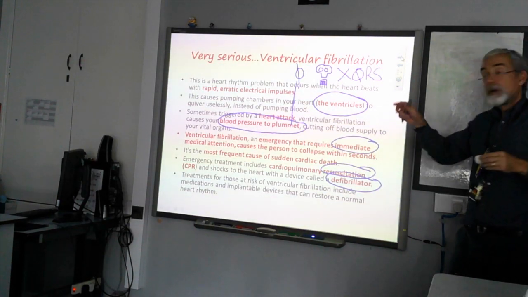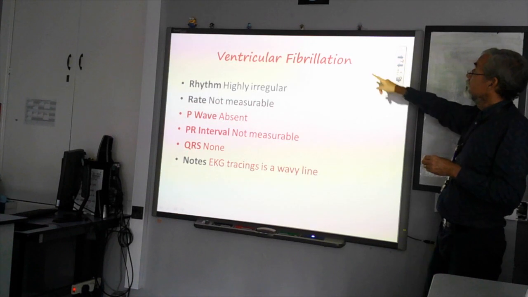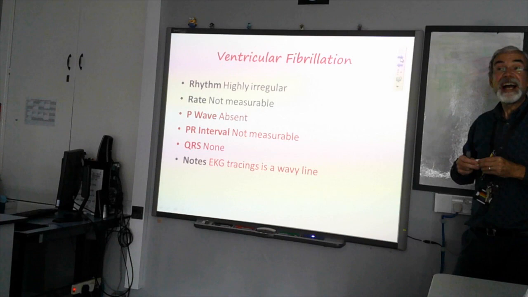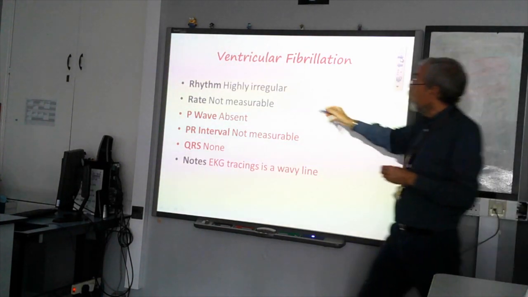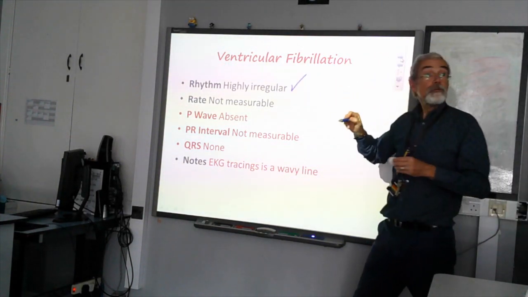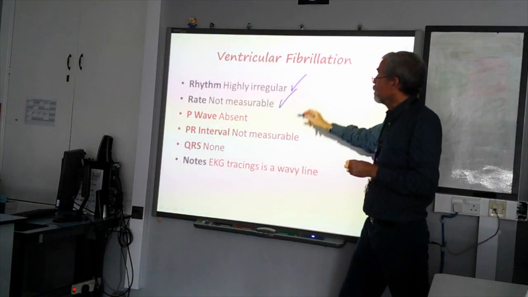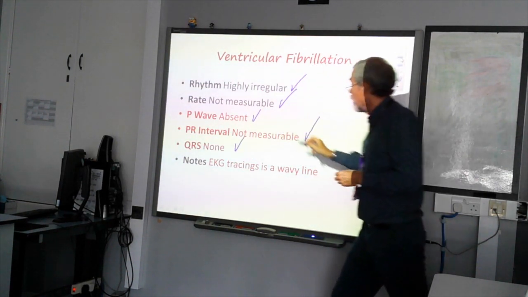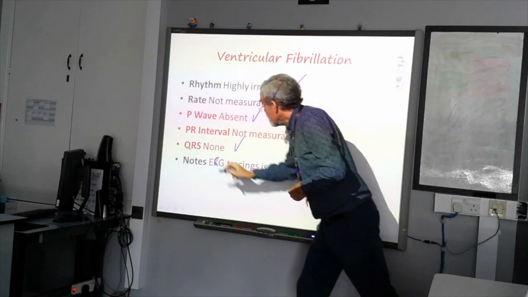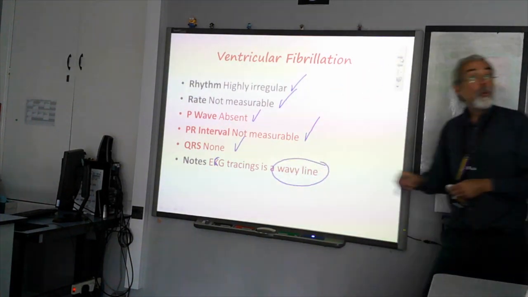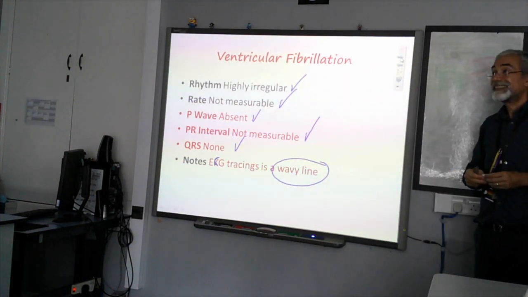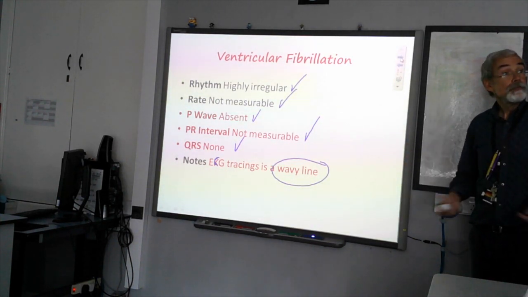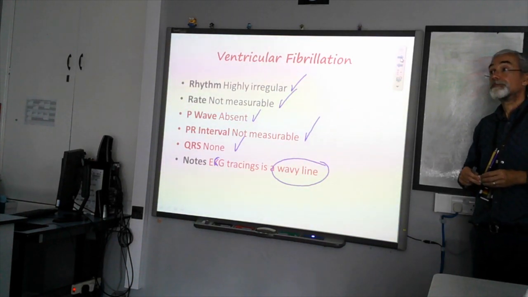I'll just flick over and I'll come back to show this last slide. That is what you've not got. So diagnostically, you've got a rhythm, but it's highly irregular. You've got a heart rate, but it's no longer measurable. There is no P wave, there is no PR interval, there is no QRS, and the ECG is literally a wavy line. That's it. And unless that defibrillator works, it's game over. It is literally game over.